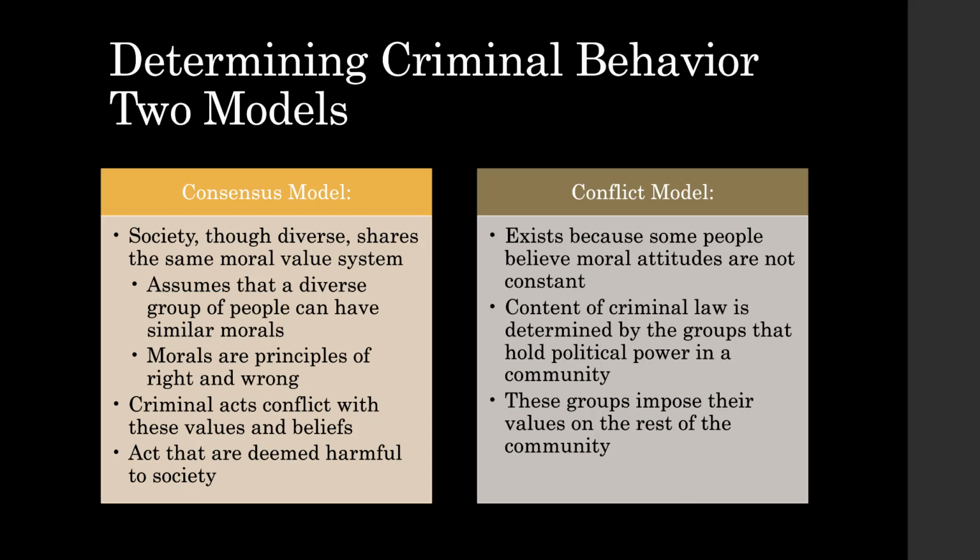Therefore, it is criminalized. Now, the conflict model, while not rejecting the consensus model, says, well, this exists because really moral attitudes are not constant. They're not constant among people. So the content of the criminal law is determined not by this consensus of the whole society, but by those that actually hold political power. Those groups then impose their values on the rest of the community. The group might think, well, this isn't a terribly bad thing, but the smaller group that's running things says, yes, it is, and we're going to make it a crime.